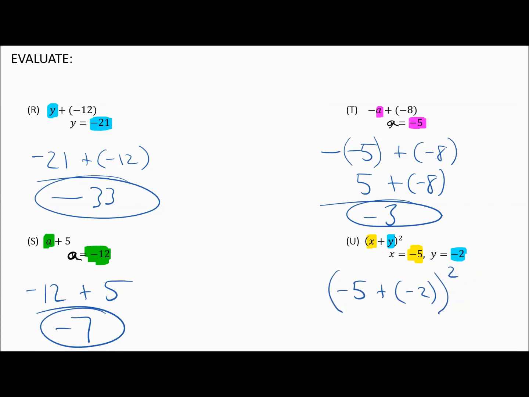Now, I'm working inside the parentheses first, so I have to add negative 5 plus a negative 2. Well, I can do that, no problem, right? I'm adding two negatives together, which means my answer is negative. 5 plus 2 is 7, and I have to square it. Why did I leave that negative 7 in parentheses? Because I'm squaring the 7 and the negative. So negative 7 squared, which remember means negative 7 times negative 7, is positive 49. Positive. Negative times negative is always a positive.